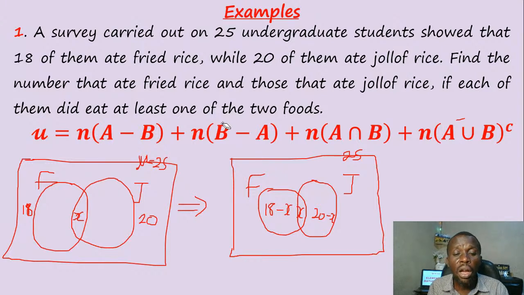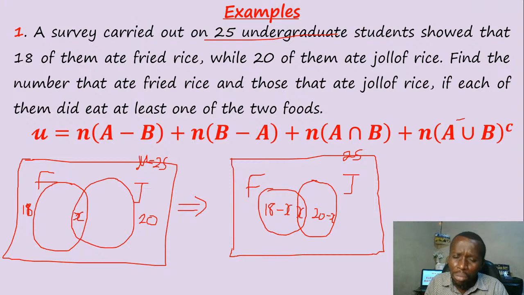Now, here, I now have some things inside. Now, what of outside, generally outside? Nothing. We're not told that out of that 25, there are some categories of people who do not even eat rice, both fried rice, any of them, they do not eat fried rice or jollof rice. We are not told. So that means all those undergraduate students, you understand what I mean? They tried to eat something.